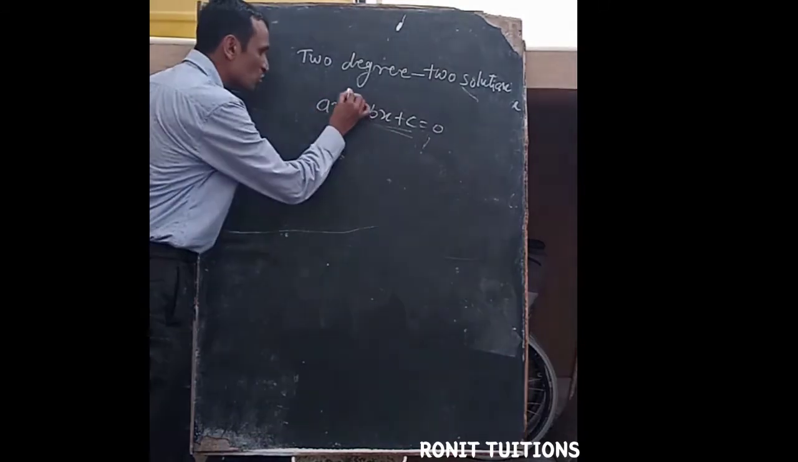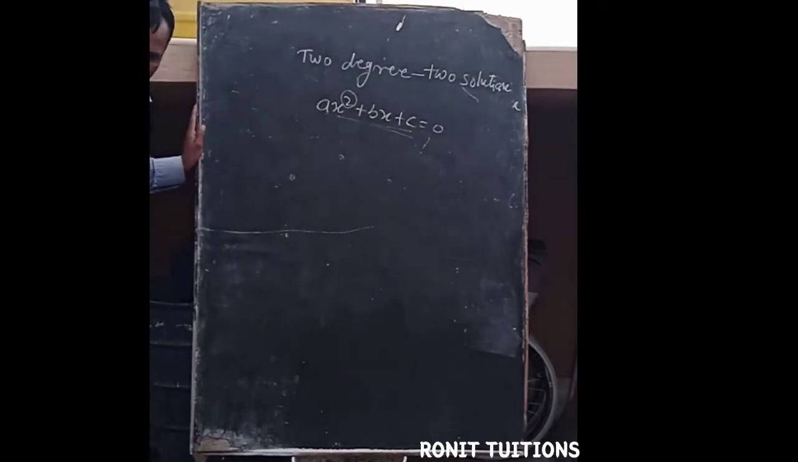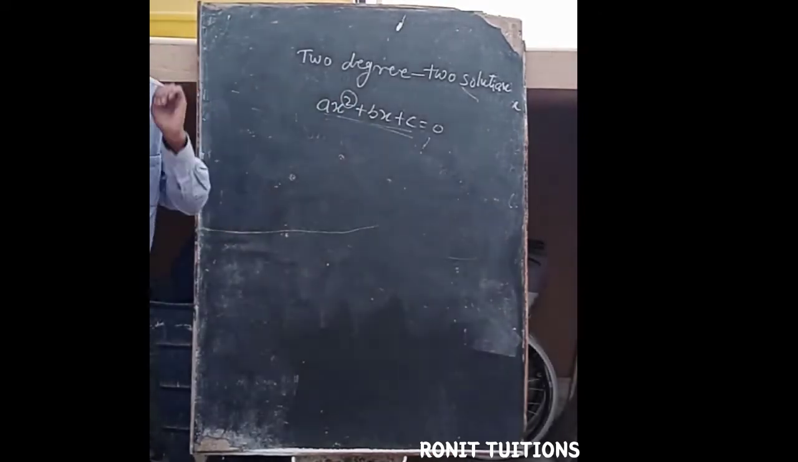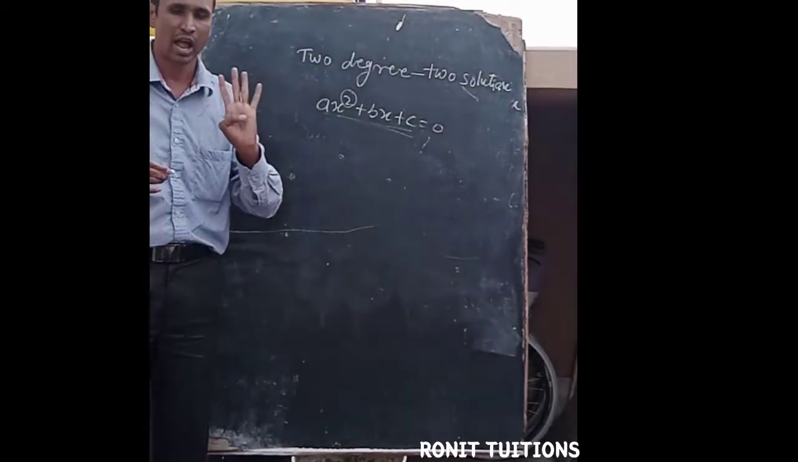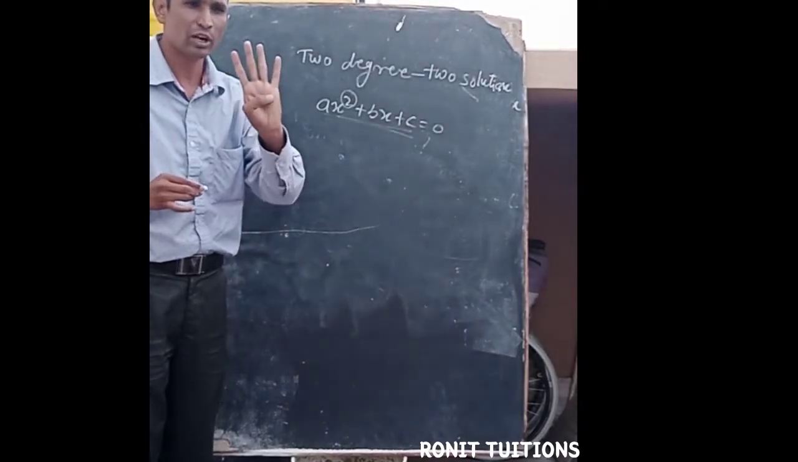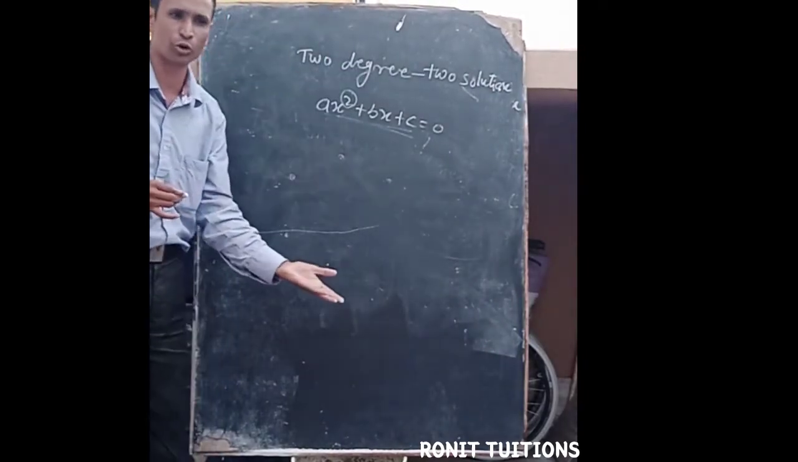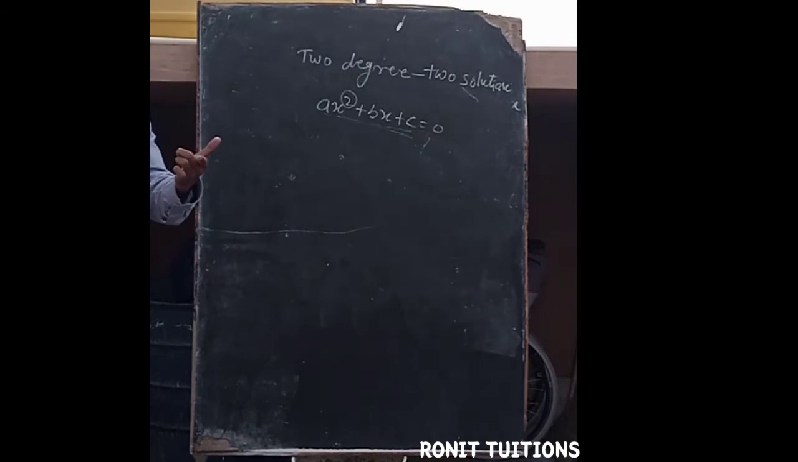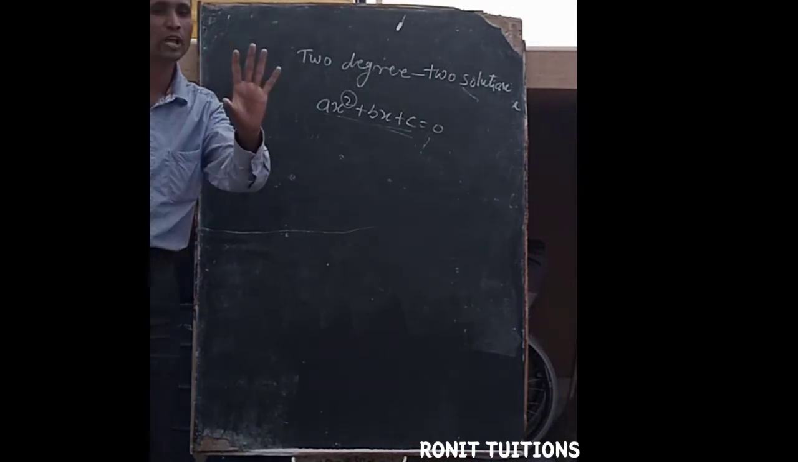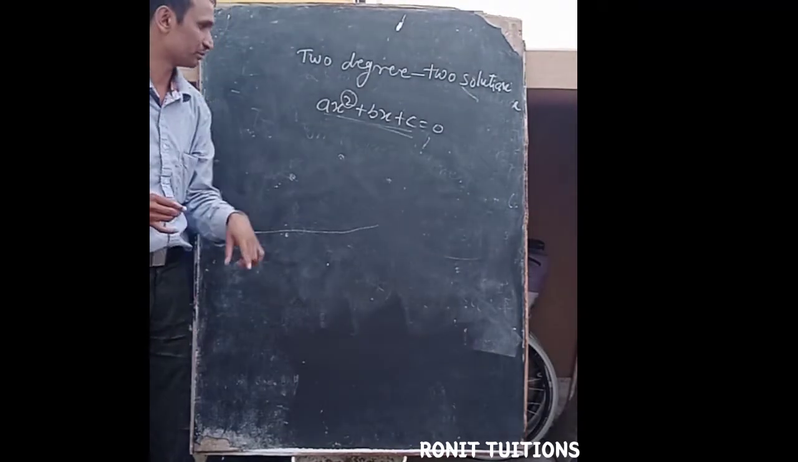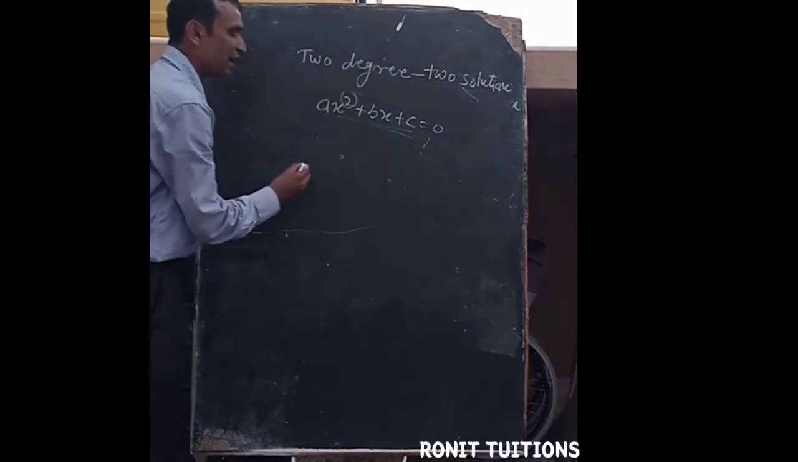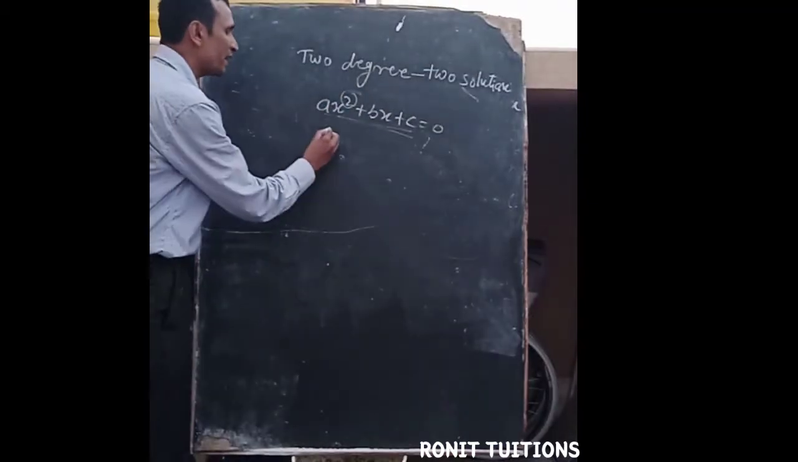Wherever the power comes to 2, that is called quadratic also. Here, quad means 4. Actually, quadratic means 4. But it is considered as 2 for your purpose. I am teaching up to the SSLC, not higher.